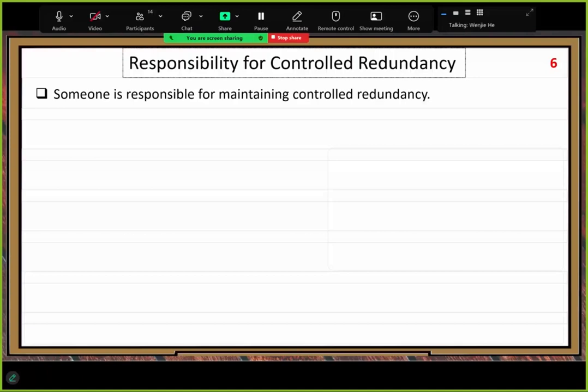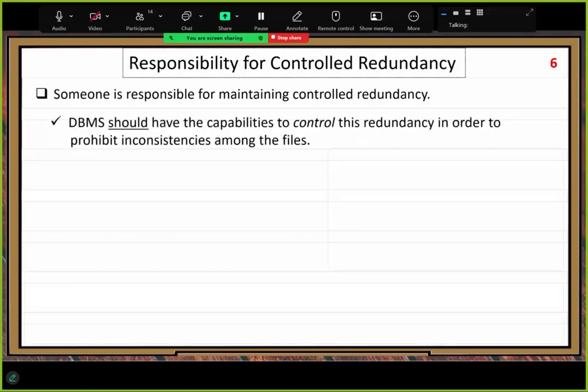Let's look at several different cases. The first one, the DBMS. I quote this sentence from our textbook, and I put an emphasis on this word should: the DBMS should have the capability to control this redundancy in order to prohibit inconsistencies among the files. But the second half of the sentence says it couldn't. It is too hard for the DBMS to do this.